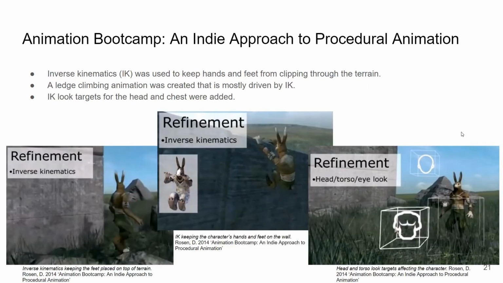To refine the animations, IK, inverse kinematics, was used to find positions that kept the hands and feet outside of world geometry and to adjust the joints in the limbs to naturally place them there. A ledge climbing animation was implemented mostly using IK. Additionally, IK was used to give head and torso look targets. This made the character seem more alive and aware of its surroundings.